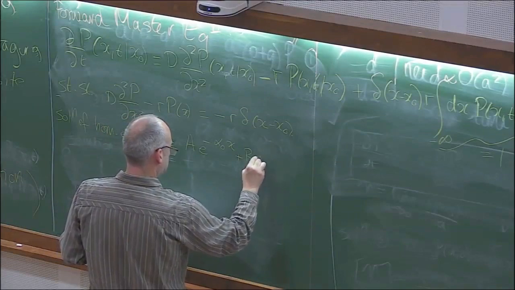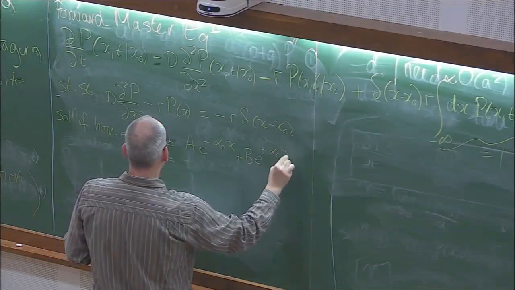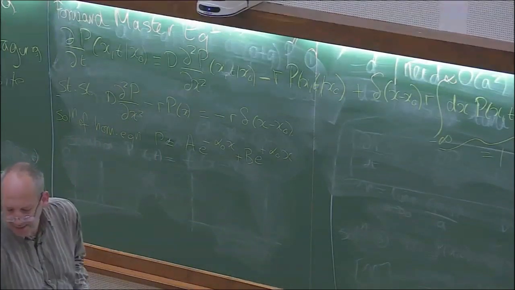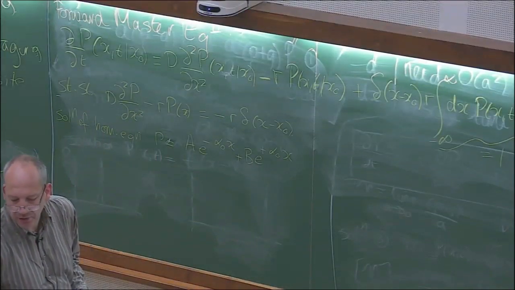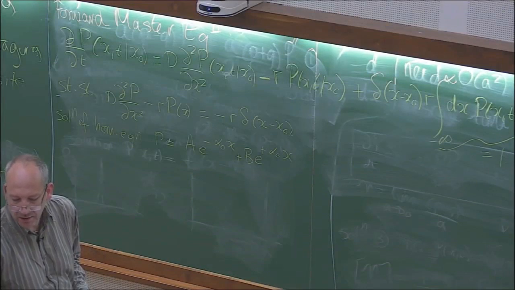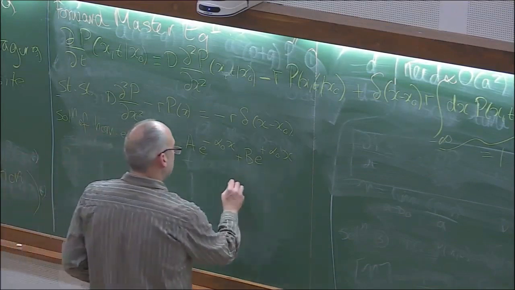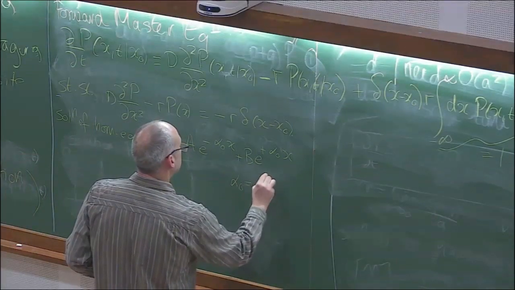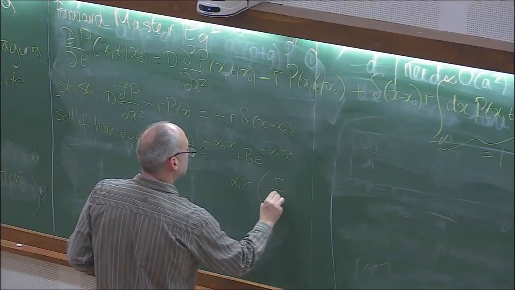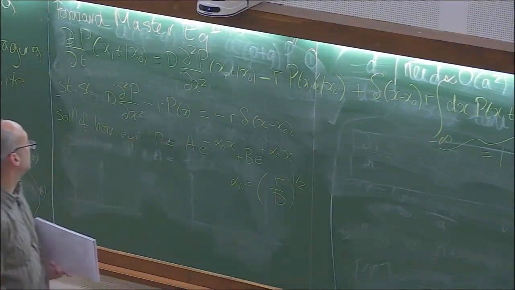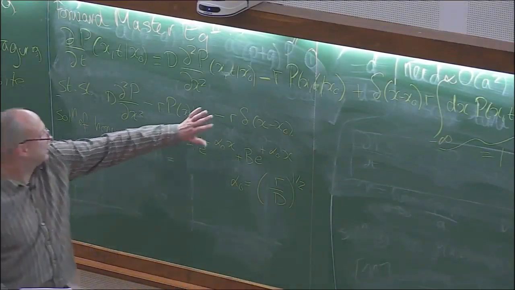So this time, I've got a slight clash of notation. I used alpha naught in the first half of the lecture when it was something slightly different. But here, alpha naught is the square root of r over d. So the solution to the homogeneous equation is when I put this equal to 0.